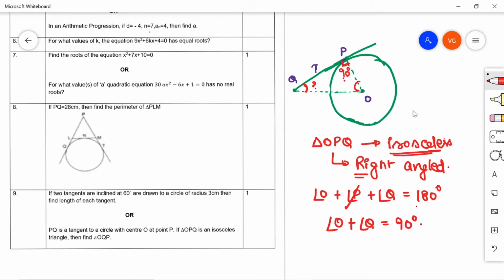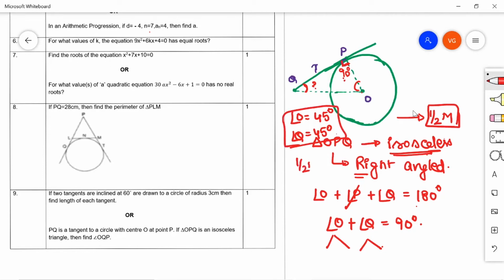And they are telling us it's an isosceles triangle. So in an isosceles triangle, what is the rule? The two sides are equal. Similarly, the two angles opposite to the equal sides are equal. So obviously 45, 45 you can take. So angle O here is 45 degrees. Similarly, angle Q is also equal to 45 degrees. Coming to the marking criteria, for analyzing the question with picture you will get half mark, and finding the answer you will get another half mark here.